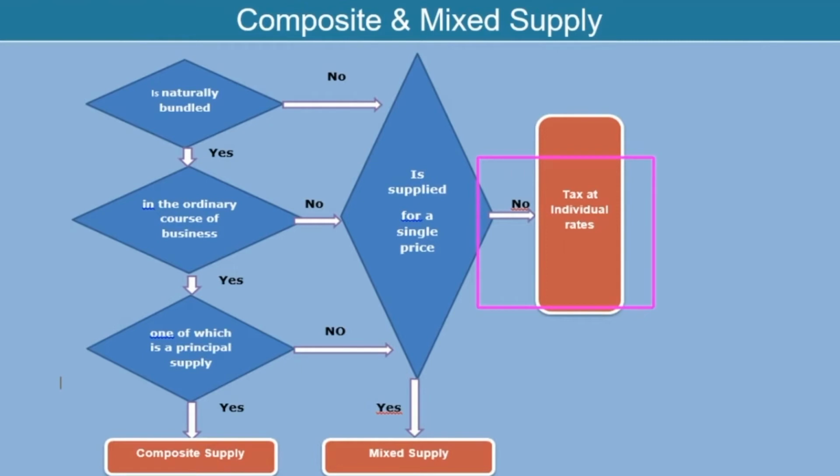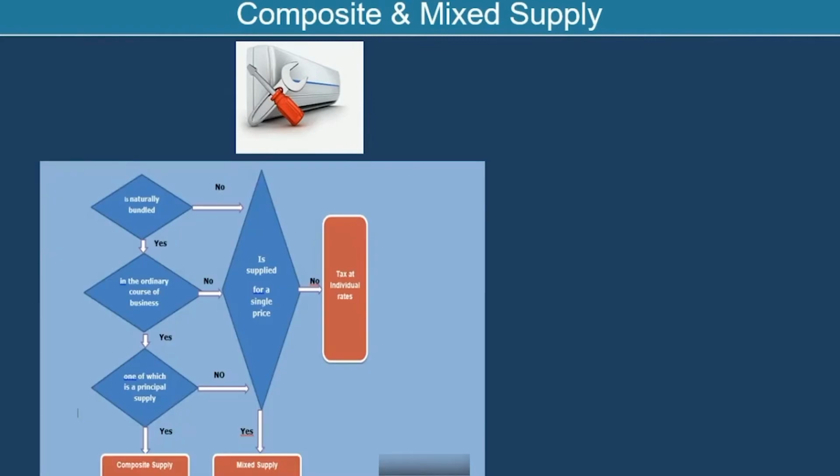Let's take a few examples to make the concept clearer and understand this flowchart better. We will continue with our same example of AC and installation services. Let us keep this chart in front of you now. Now this particular vendor is charging rupees 15,000 for the AC and 5,000 for installation, so a total of 55,000 is being charged. And the rate for AC is 18% and the rate for installation is 12%. So what will be the rate applicable for this composite or mixed supply? This is the question in front of us.